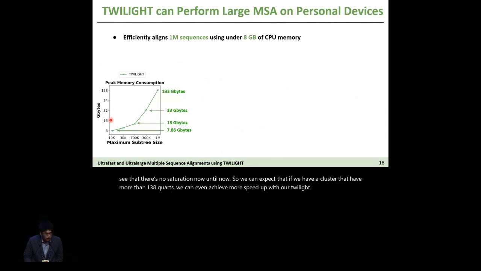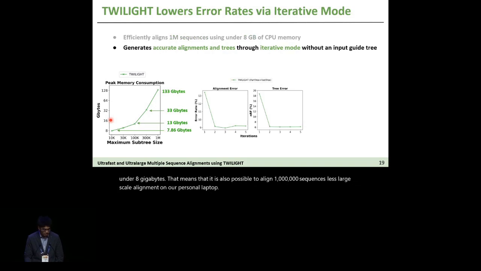So TWILIGHT is a great option for modern HPC platforms, but it can also be used on our personal devices. With a divide and conquer strategy, which I'll mention later, we can successfully reduce our peak memory consumption of aligning 1 million sequences from 133 gigabytes to under 8 gigabytes. That means that it is also possible to align 1 million sequences, that's large-scale alignment, on our personal laptop. And this result shows the efficiency of our iterative mode.